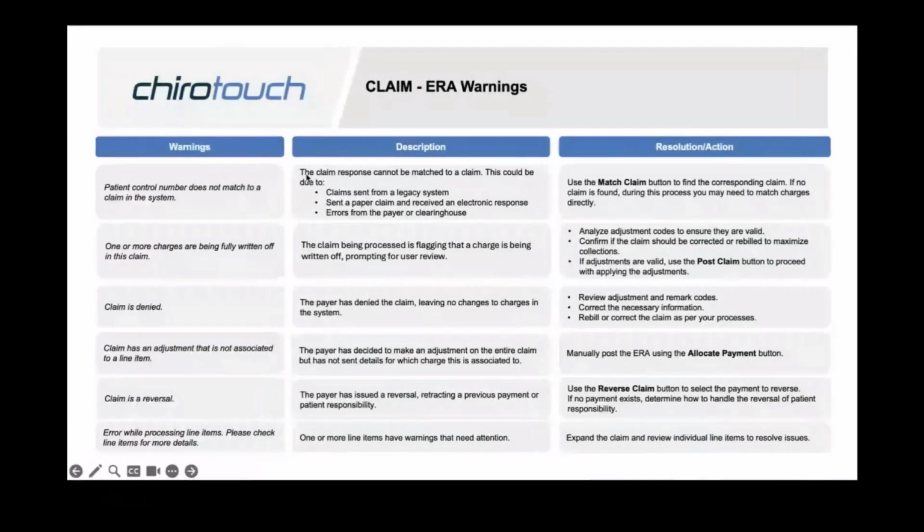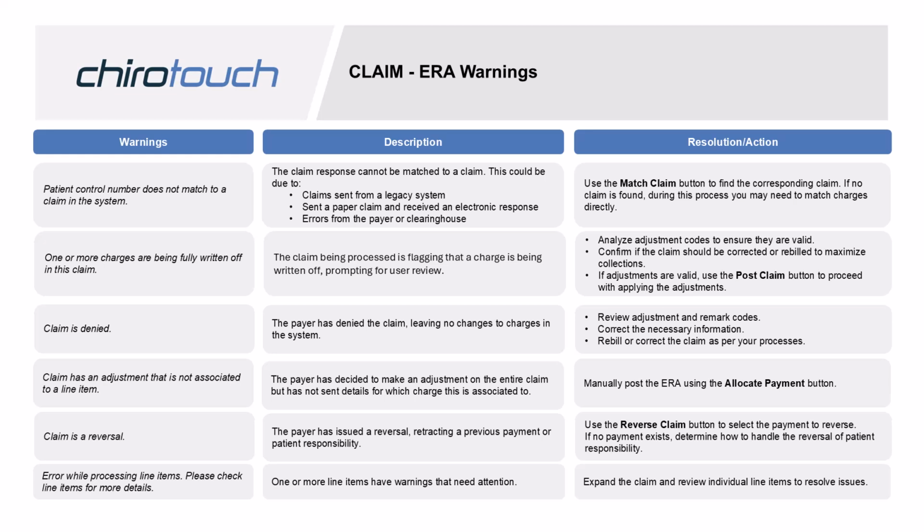So one or more charges are being fully written off in this claim. And this one is relatively new, but this is to put in front of our billers if a charge is being written off so that it doesn't automatically get written off unseen. So we're flagging these claims that there's one or more charges that are being written off. And our suggestion is to analyze the adjustment codes to ensure that they're valid and ones that you want to apply, and confirm if the claim should be rebilled or corrected to maximize your collection. So if you don't agree with that adjustment code, it might mean that you need to send a correction in order to fix an issue so that they don't apply that adjustment code.